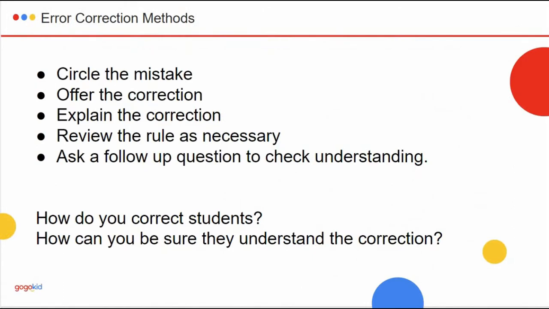These are the correction methods that are recommended. First of all, we want to circle the mistake. I never interrupt a student while they are speaking. So if they are an upper level student and they are reading, I will simply circle it or underline it. Then once we have a break, we will offer the correction, explain it. You also need to review the rule as necessary.